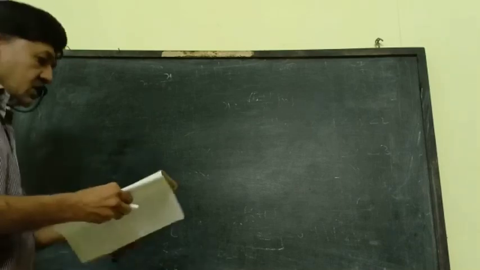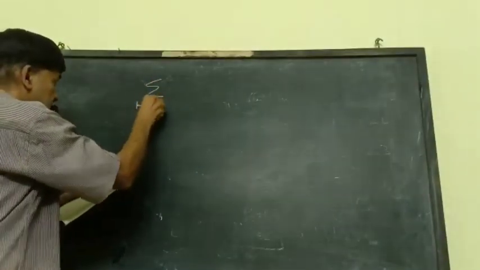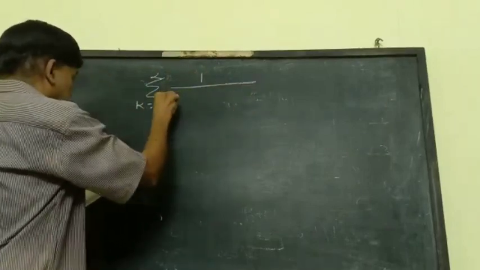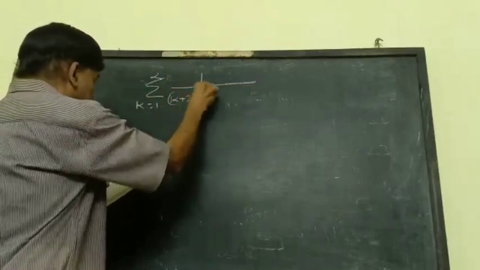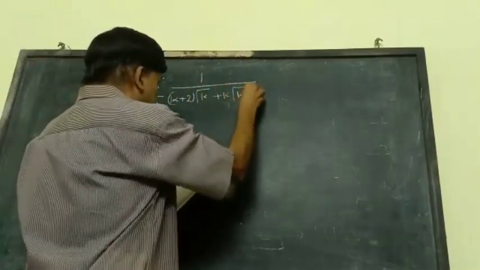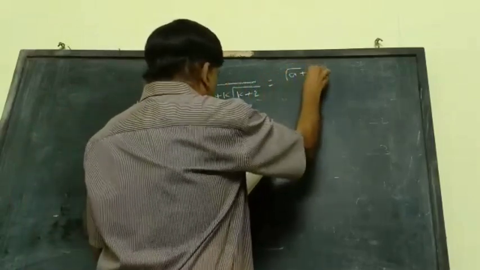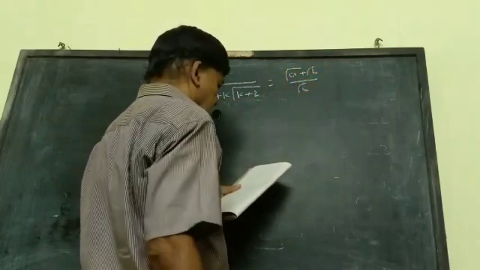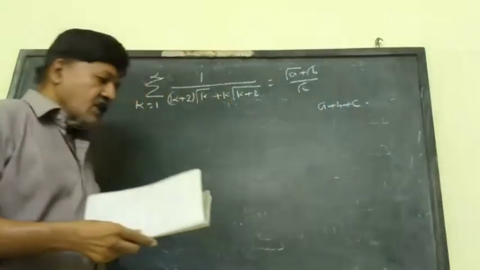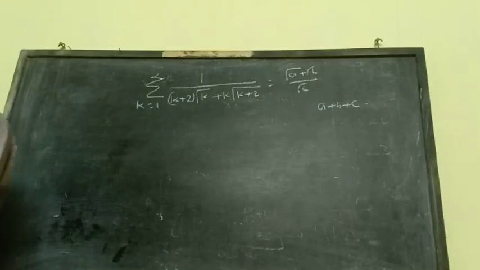See, the next question is: sigma k is equal to 1 to infinity of 1 by (k plus 2) into root k plus k into root of (k plus 2) is equal to (root a plus root b) by root c. Then what is the value of a plus b plus c, where a, b, c are integers? This is our next question.